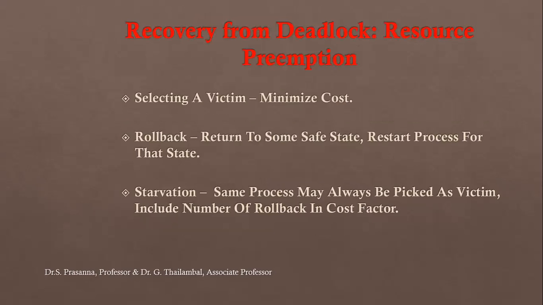Recovery from deadlock can also be made through resource preemption. Selecting a victim: minimizing the cost. Rollback: return to some safe state and restart the process from that state. Starvation: the same process may always be picked as a victim, so include the number of rollbacks in the cost factor.